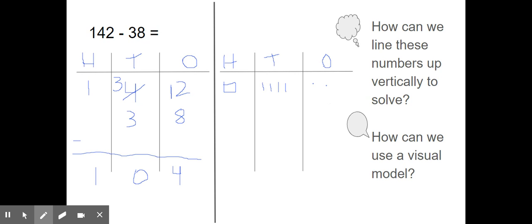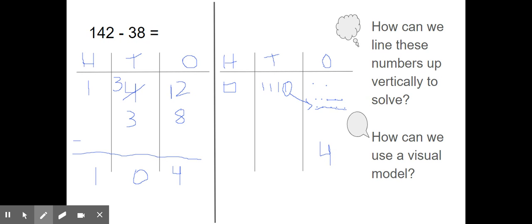To start, I'm going to take away 8 ones. Do we have 8 ones to take away? No, we only have 2. What can we do? I'm going to take a 10, and I'm going to move it into the ones place. 1 ten becomes 10 ones. 1, 2, 3, 4, 5, 6, 7, 8, 9, 10. Now I have enough ones to take away 8 of them. 1, 2, 3, 4, 5, 6, 7, 8. Let's count how many ones I have left. 1, 2, 3, 4. There are 4 ones left, so I'll put a 4 in the ones place.